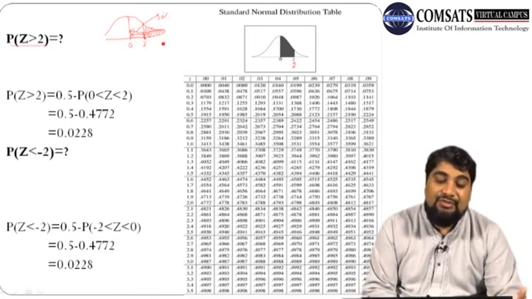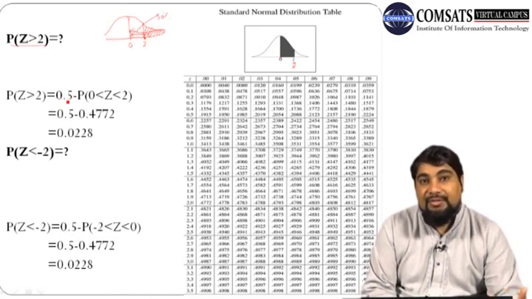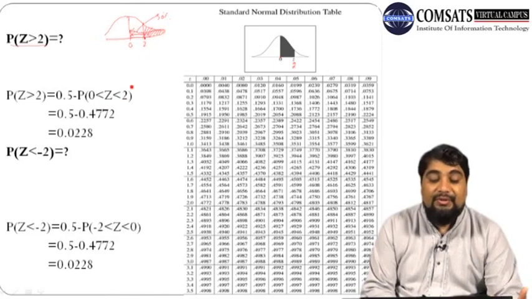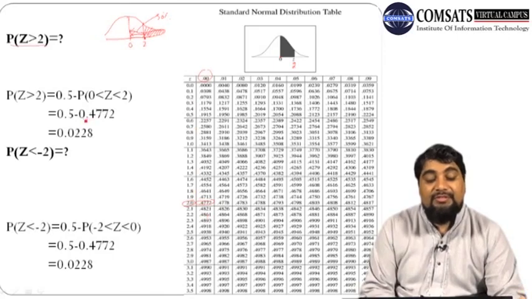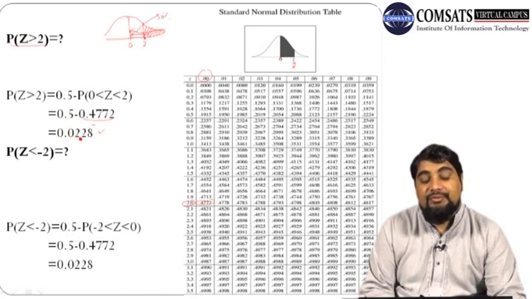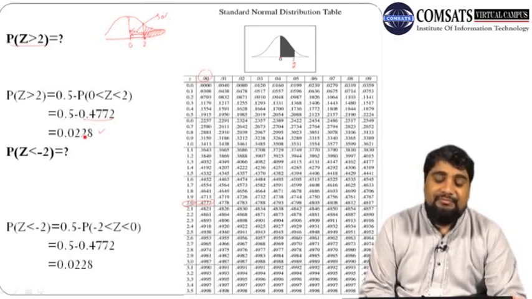So the same logic is used here. 0.5 or 50% minus the probability that z lies between 0 and 2. From 0 to 2, we can look up this table. This is the row 0.2 and the column 0.00, and it is 0.4772. So 0.5 minus 0.4772, we get 0.0228, or 2.28%.